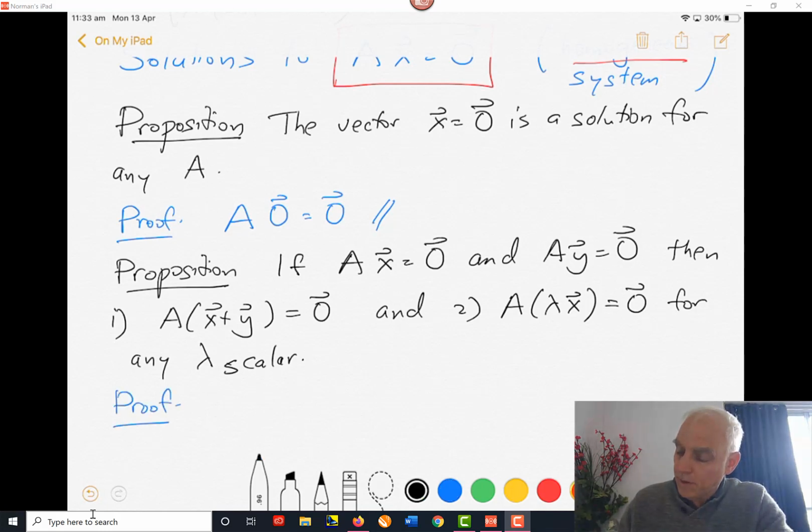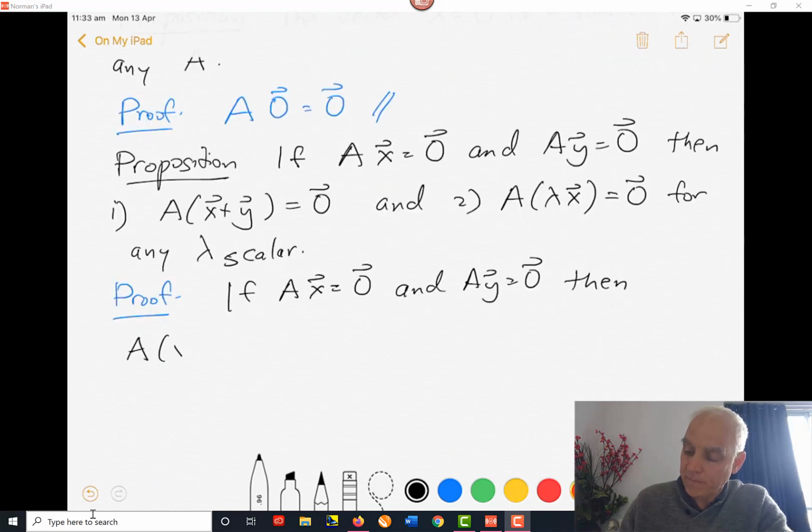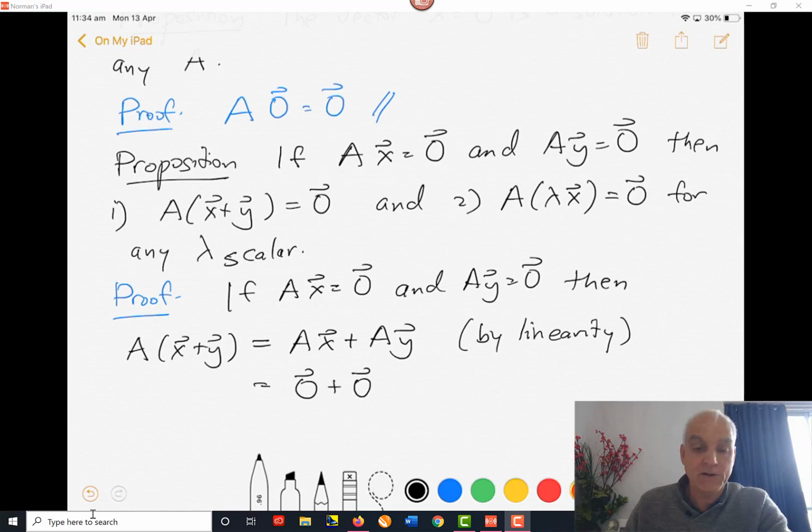Well, if A times x equals 0 and A times y equals 0, then let's calculate A times x plus y. The crucial thing is that we know that that's A times x plus A times y. Right? That's by linearity. That's what we just proved in that previous basic formula. So now we're assuming that AX is 0, and we're assuming that AY is 0, so we get 0 plus 0, which is indeed the 0 vector.